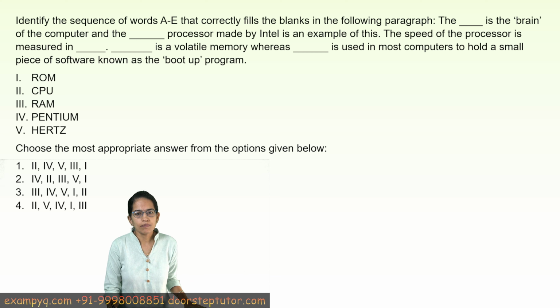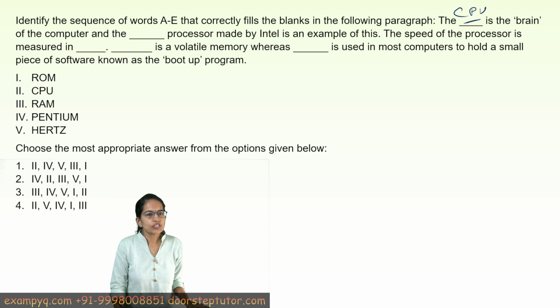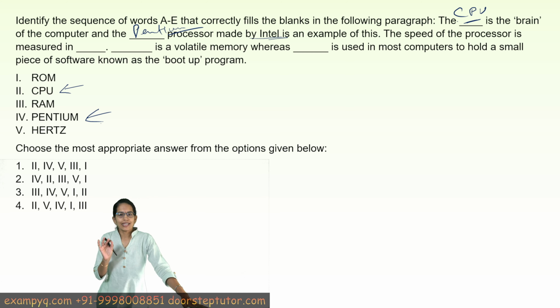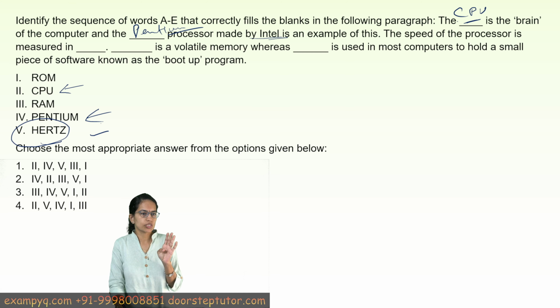So dash is the brain of computer. So we know CPU, or the central processing unit, is the brain of the computer, and the dash processor made by Intel is an example of it. So what is the name of the processor? Pentium is the name of the processor. So we have the first fill in the blank, which is CPU. The second one would be Pentium, which is the name of processor. Now the next says the speed of the processor is measured in. So the speed is measured in hertz. So hertz is the unit for the frequency. So you have speed measured in hertz.